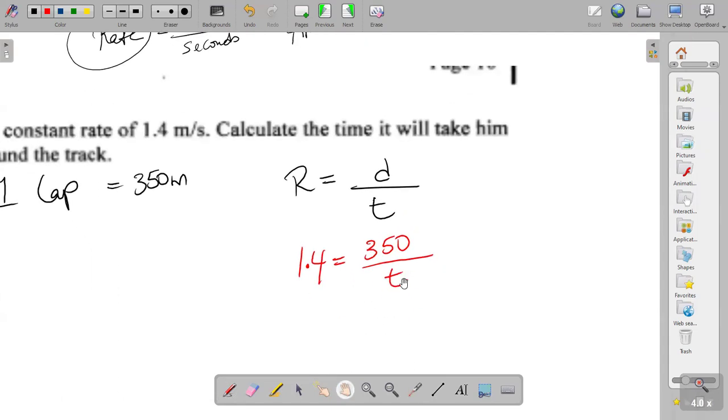Who could tell me what we're supposed to do from here now? This isn't algebra. So now my question is, do we switch or do I multiply? Excellent job, everybody. We switch. Anytime the thing that you want is in the denominator, you switch these two things. So T is equal to 350 divided by 1.4. So tell me what the answer is, please.